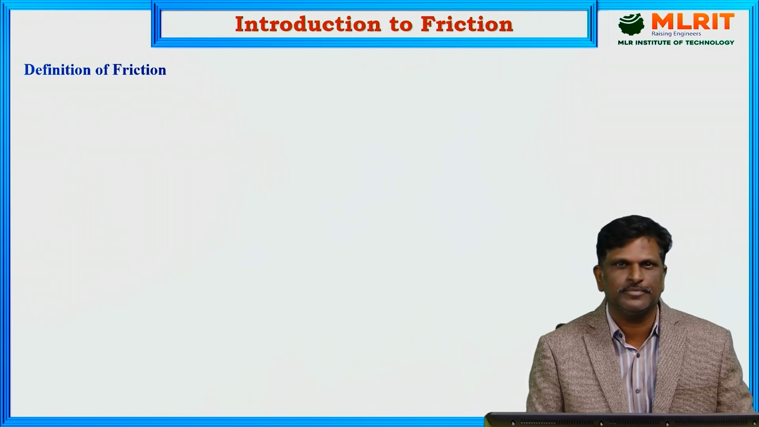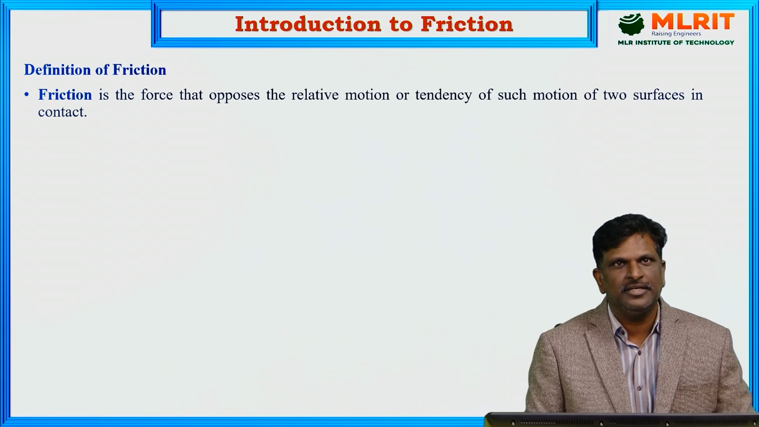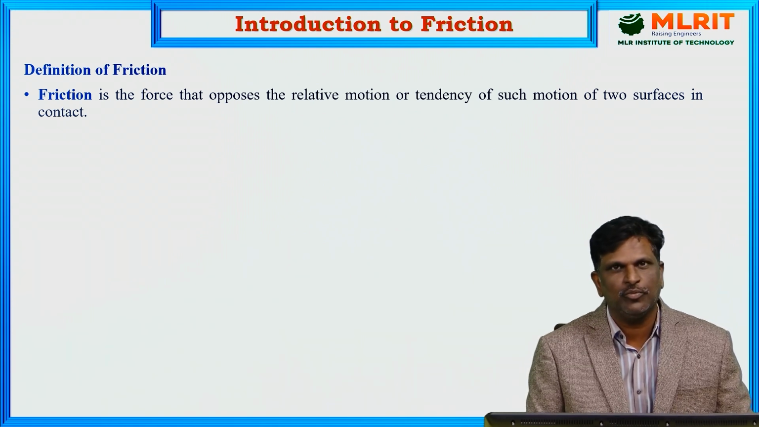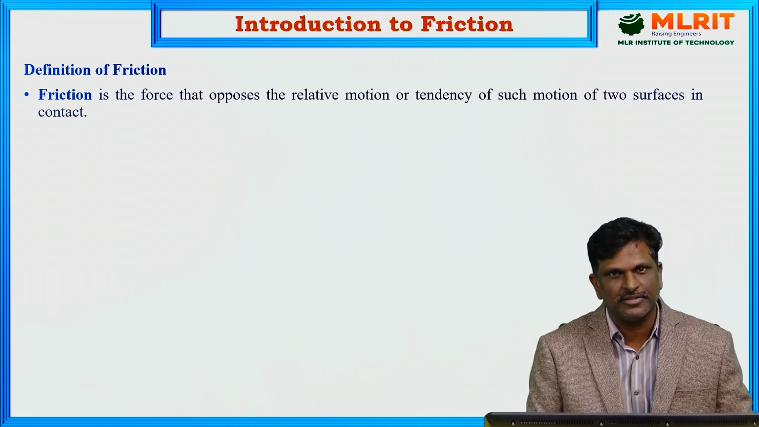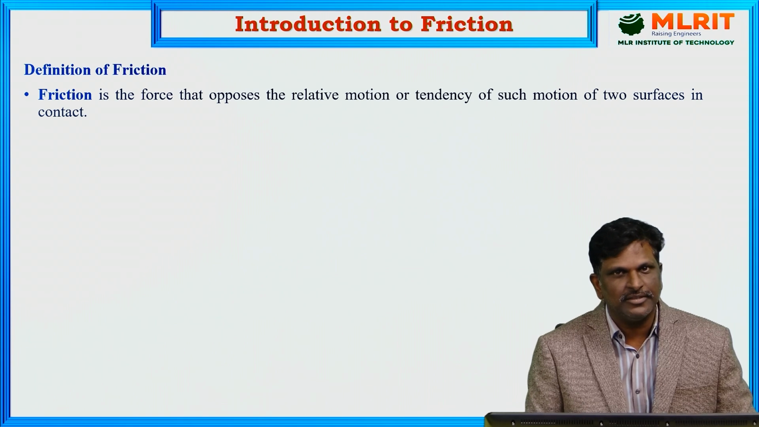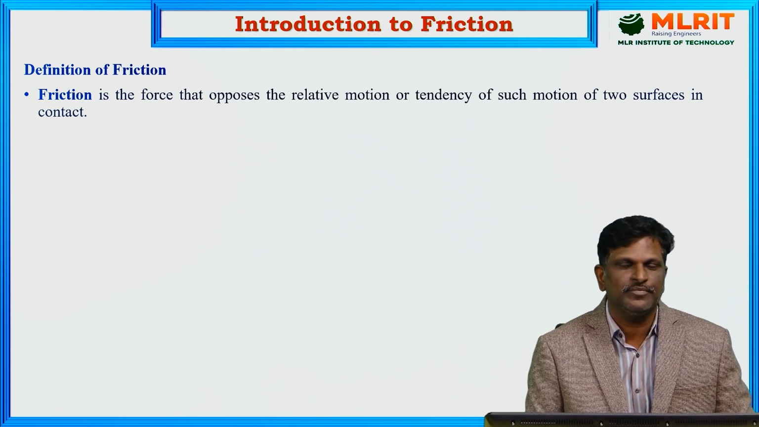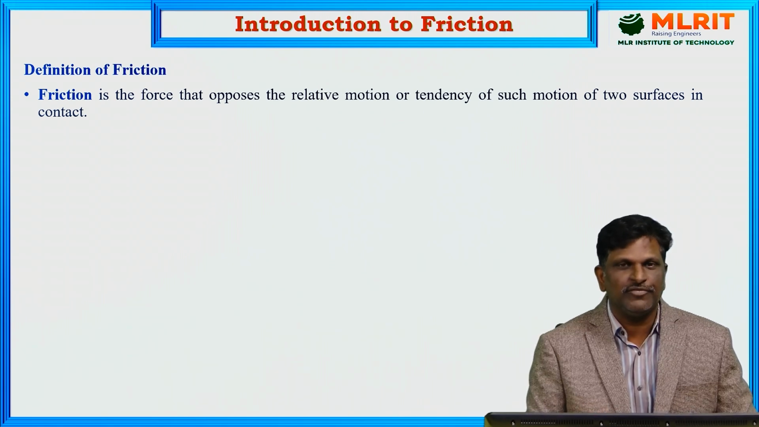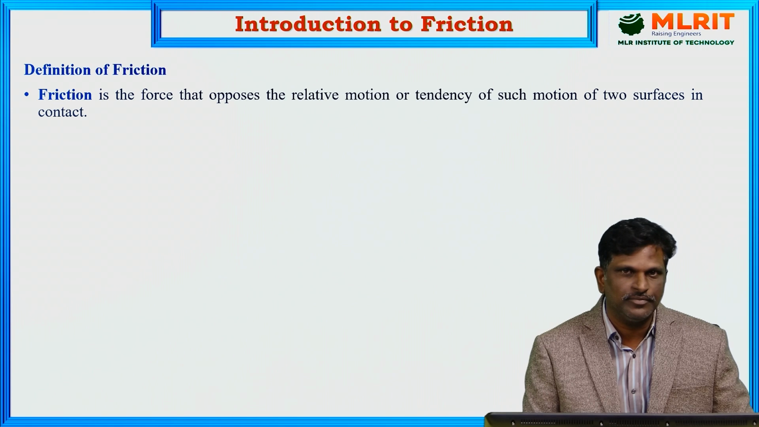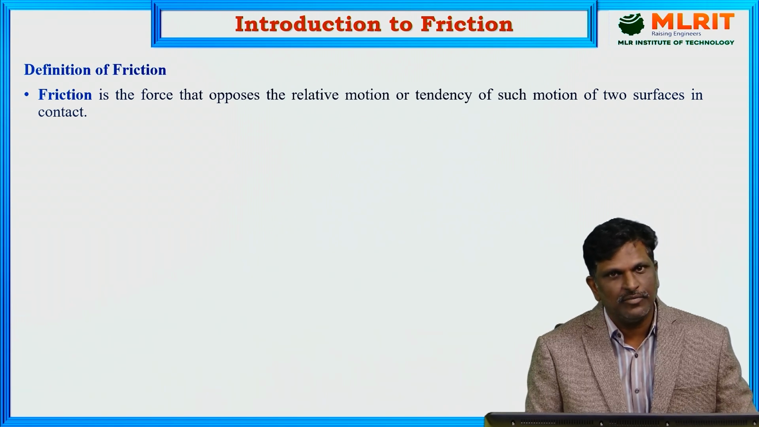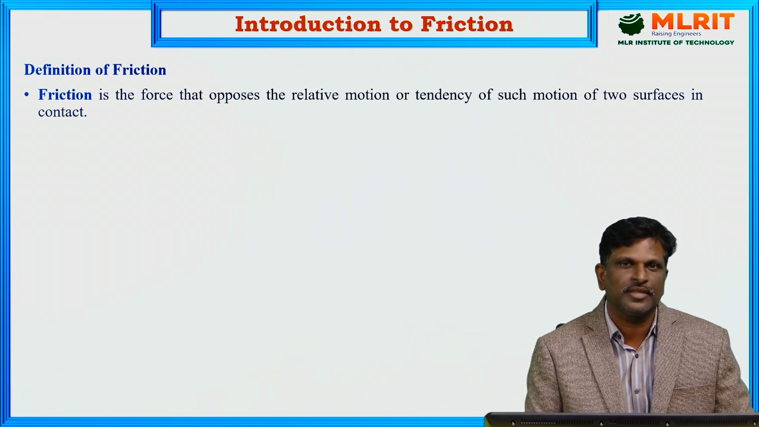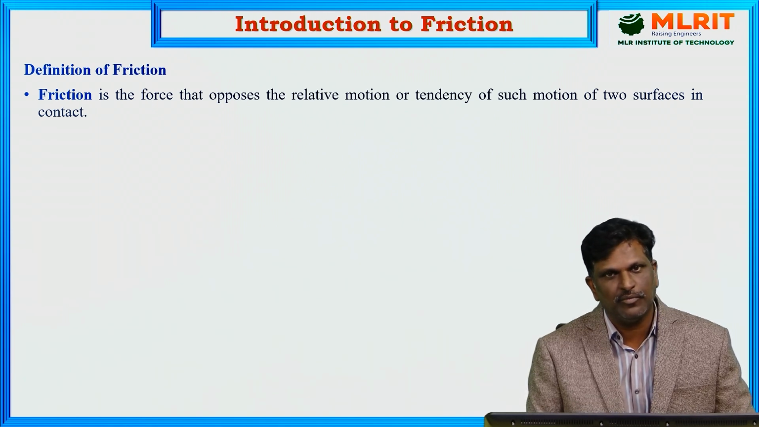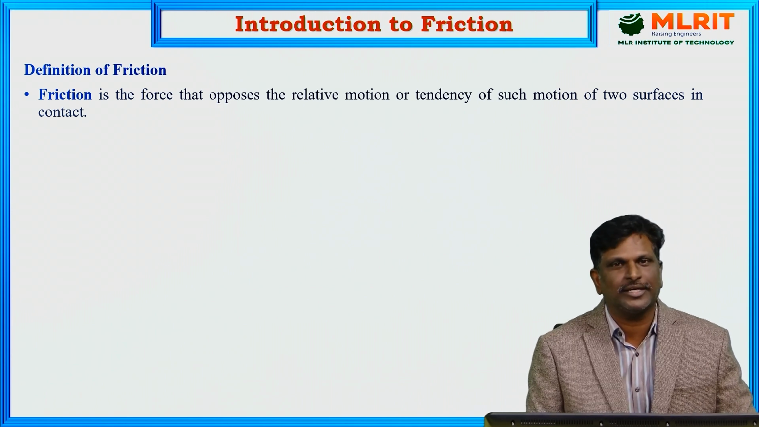The definition of friction. Friction is a force that opposes the relative motion or tendency of motion between two contacting surfaces. Friction is an opposing force to the motion, and friction will always be opposite in direction to the force which is causing the motion. Or in other words, friction will always be opposite to the direction of motion of the body, and it will be encountered at the contact surface.